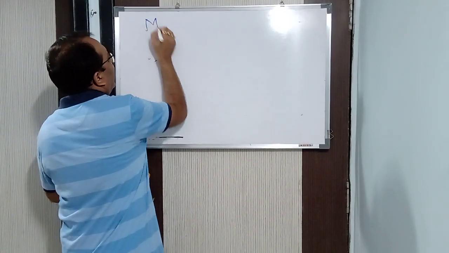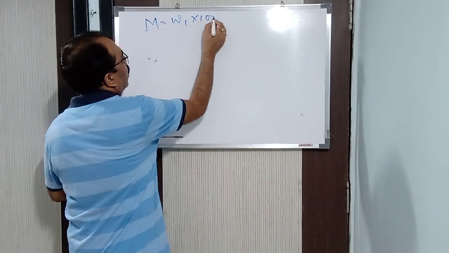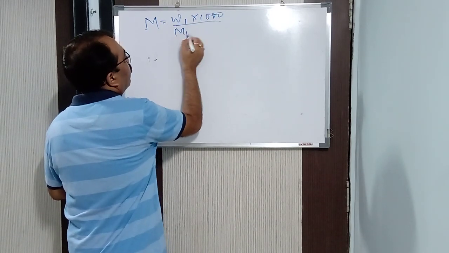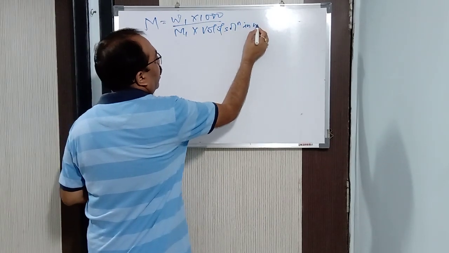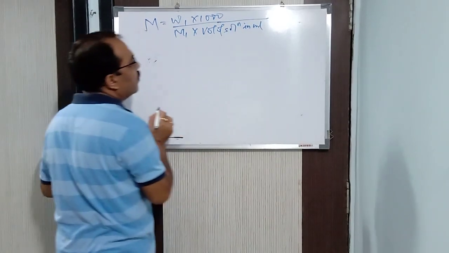Fine. So molarity, what is the formula? W1 into 1000 by M1 into volume of solution in ml. I am writing it very clearly: volume of solution in ml.